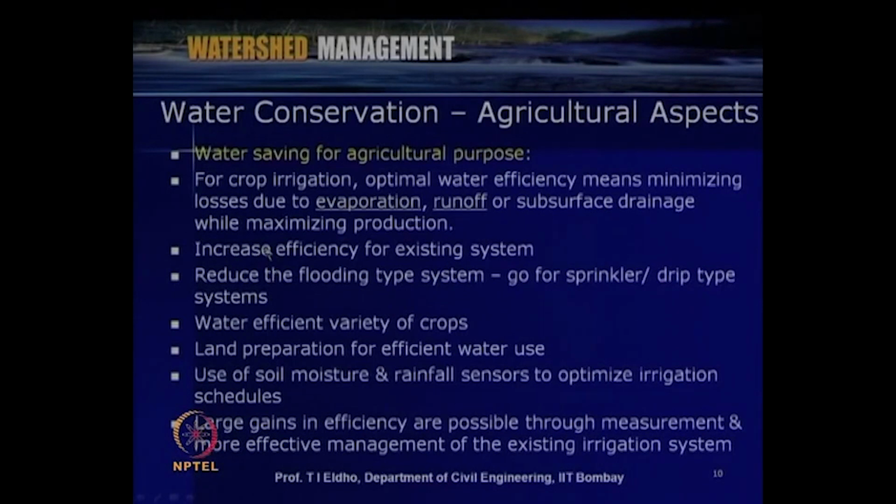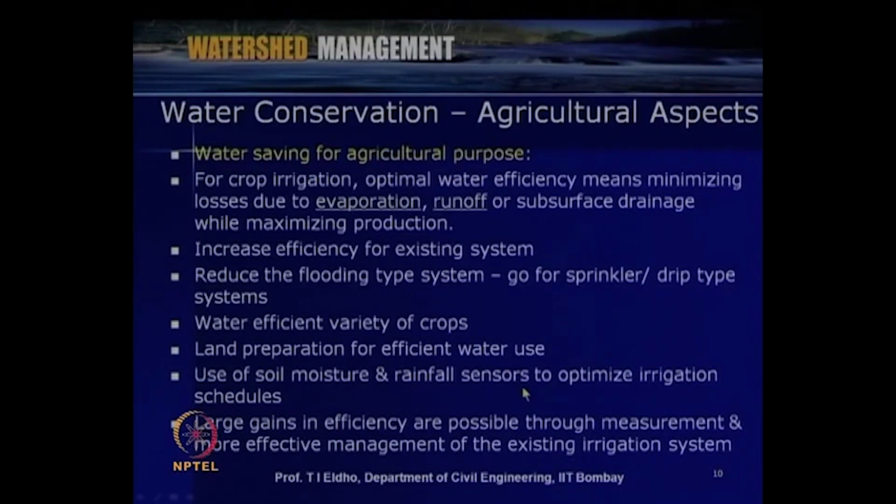Then, increase efficiency for existing systems. For example, if you are irrigating through flooding, we can go for furrow systems or hole systems. Then reduce the flooding type systems or go for sprinkler or drip type, very effective irrigation systems. Then water efficient varieties of crops, or land preparation for efficient water use. We can prepare the land in advance so that the moisture will be conserved within the soil, so that less water utilization is required. That way we can conserve the water.